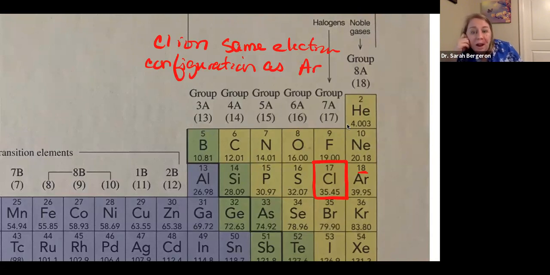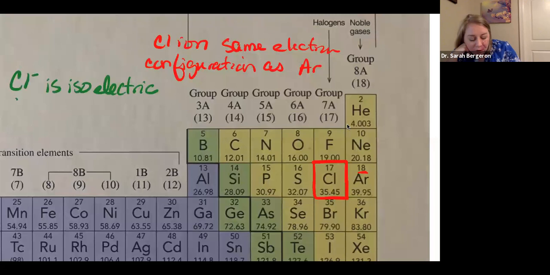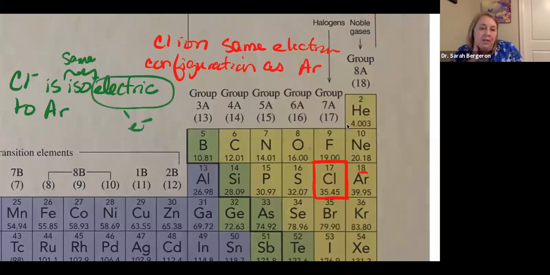Well, the chlorine ion now also has a complete octet. So what do we say? We say that the chlorine ion, that's another way to write ion, is just to put the negative sign, right, is isoelectric to argon. Iso means same, and electric means electrons. So it has the same electrons as argon.